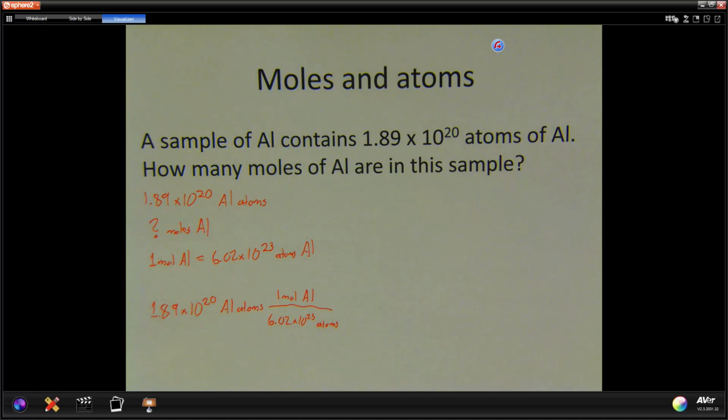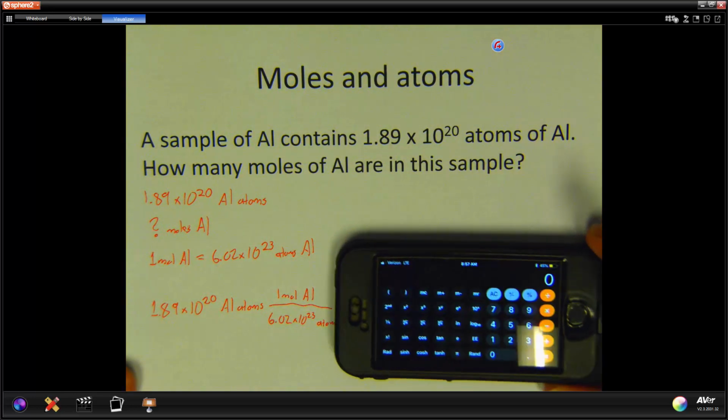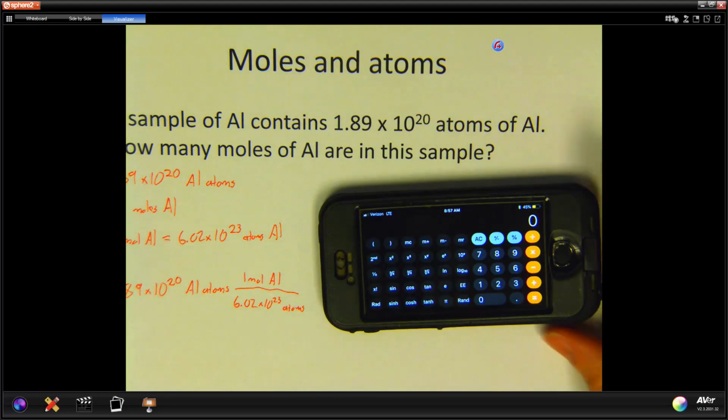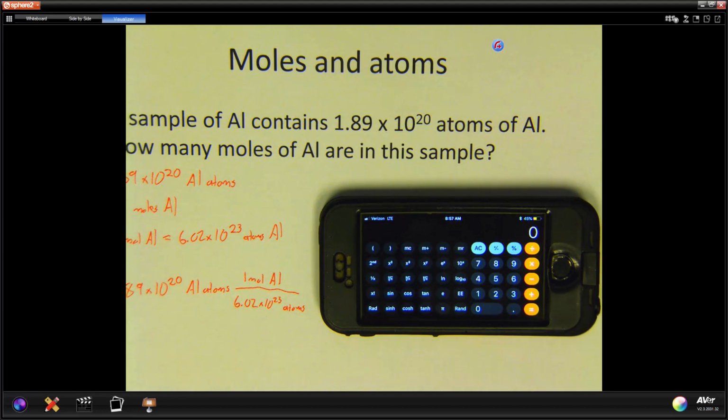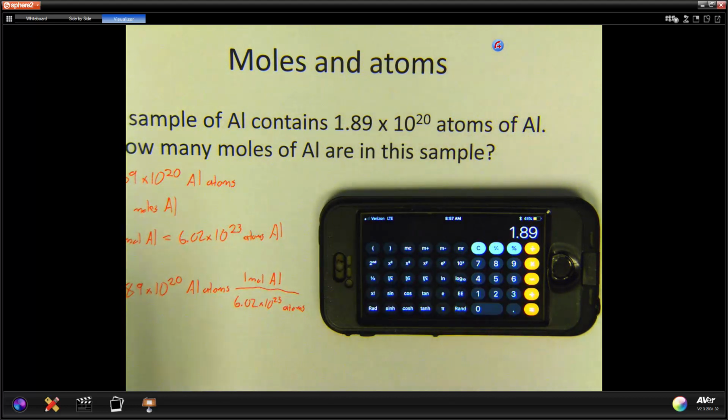I'm going to go ahead and show how we can do this math. I'm going to use my phone in this case. I think I had an example earlier where I was showing this with a regular calculator, but I think most of you are familiar with this. So I'll go through this, and then we can look at your own calculator if you are having trouble getting this answer. So we have 1.89, and then for scientific notation, this is how this works.